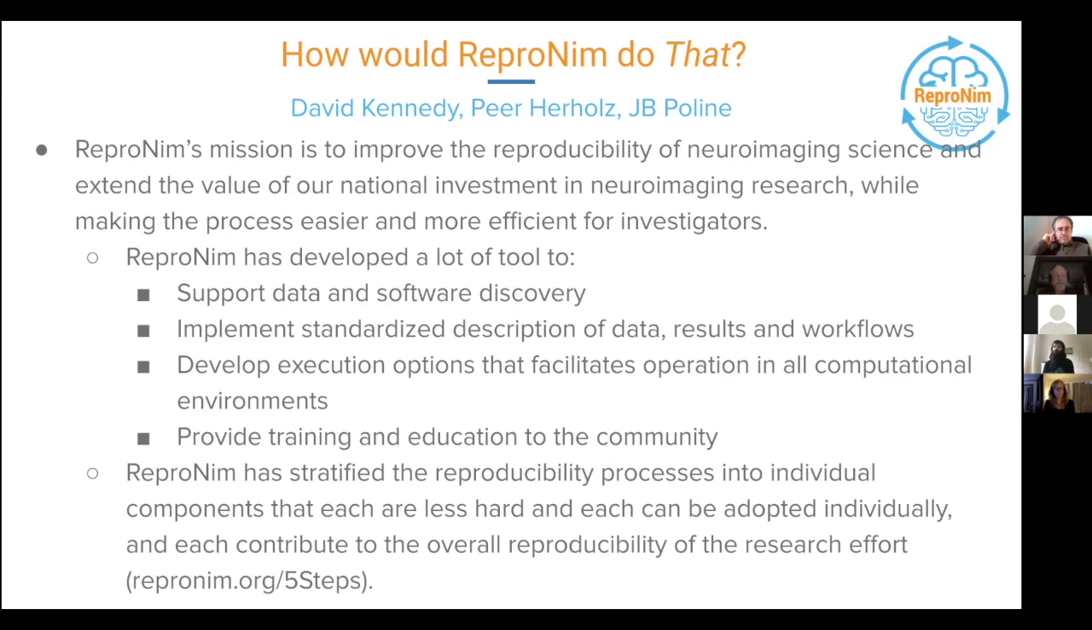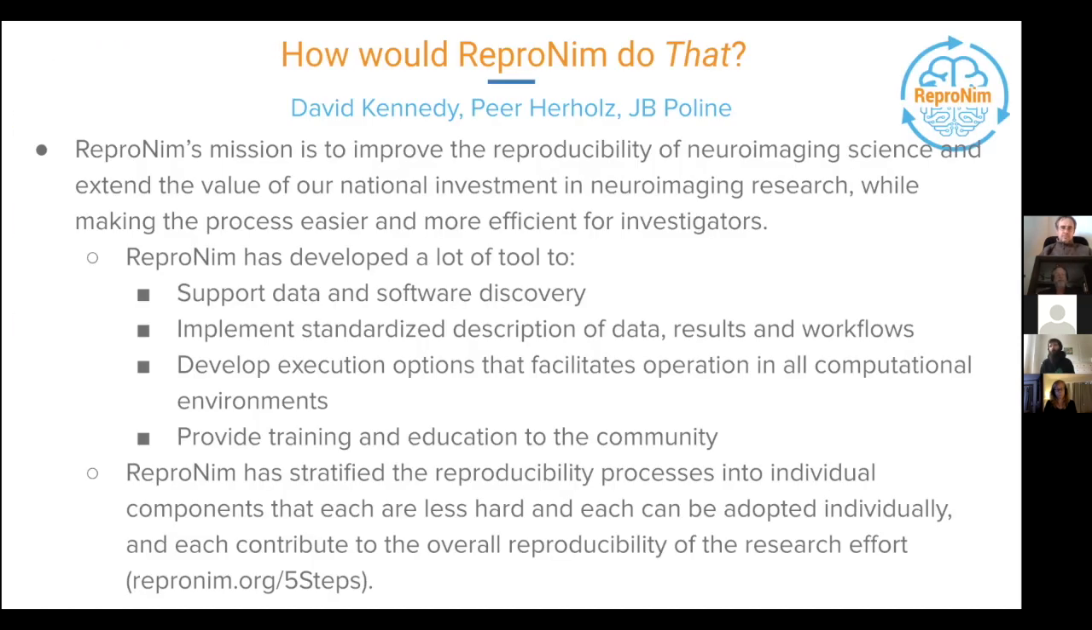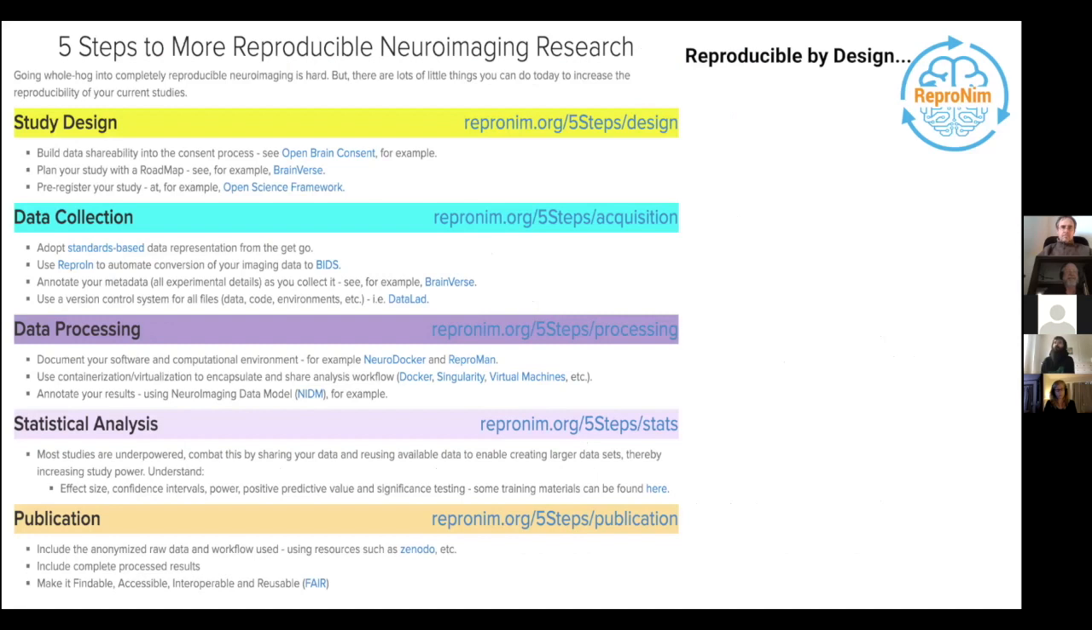In addition to these tools, ReproNim has come up with some organizational stratifications for trying to streamline the reproducibility process into individualized components that are each themselves a little less hard and can be adopted individually, thereby contributing to an incremental ability for investigators to slowly increase their overall reproducibility of their research efforts. And this is something we've referred to as the 5 steps. Next slide. You anticipated the 5 steps.